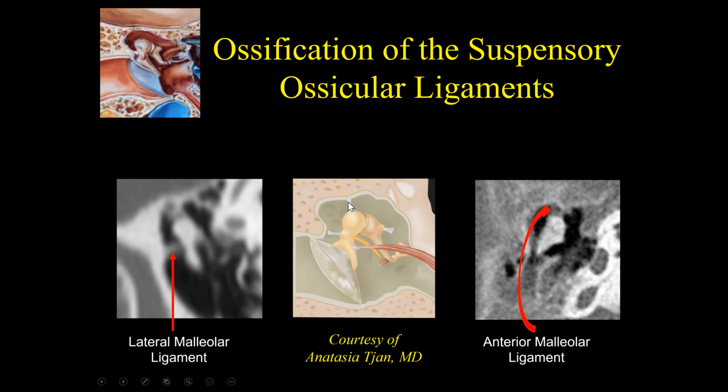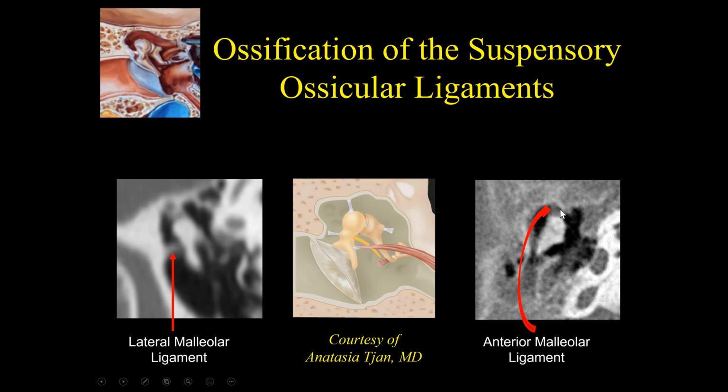And when we look at this, there are these various ligaments that support the ossicle. So there's a superior malleolar ligament, there's a lateral malleolar ligament, and there's also an incus ligament that attaches the short process to the medial wall. So this was an example of conductive hearing loss due to calcification of the lateral malleolar ligament. This was an example of calcification or ossification involving the anterior malleolar ligament.